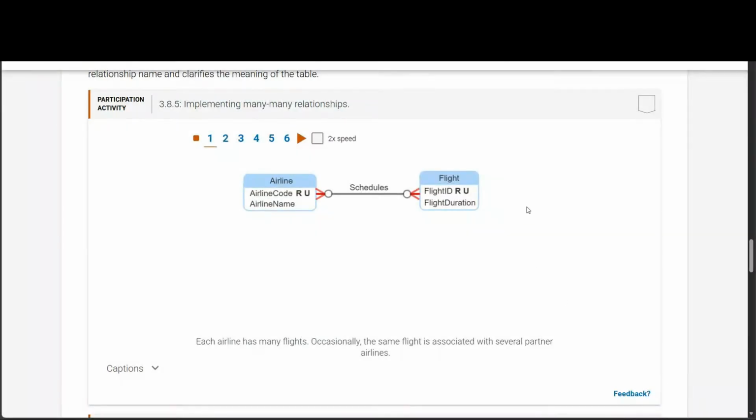Let us look into this participation activity of implementing many relationships. So we have an airline and we have a flight. And in between we have schedules. So each airline has many flights. Occasionally, the same flight is associated with several partner airlines, right?